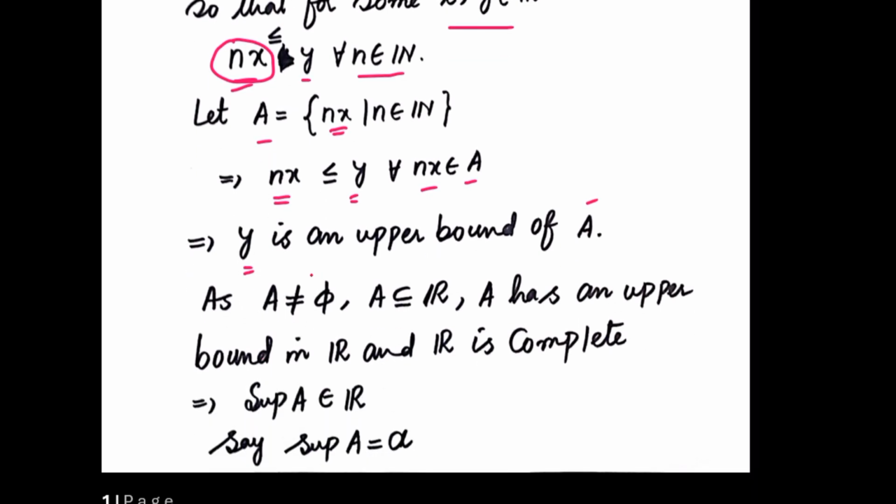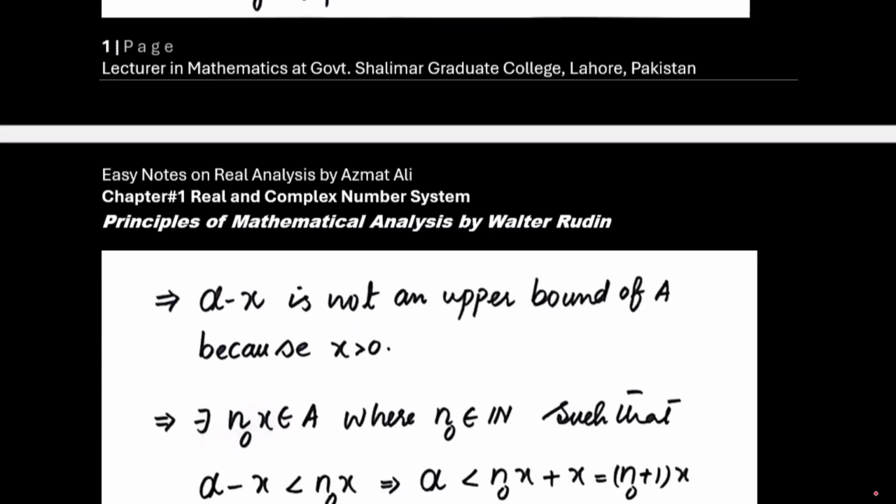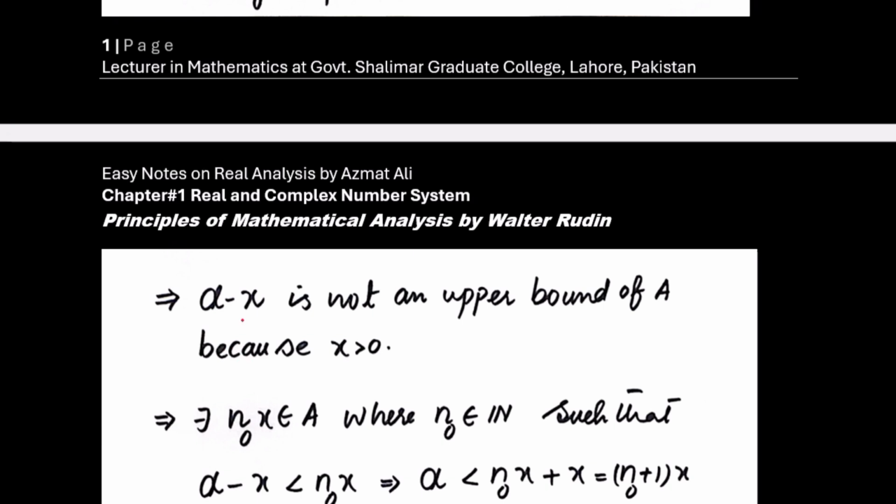As A is non-empty, A is a subset of the real numbers, and A has an upper bound in R, that is y here, and R is complete. So by the completeness property of R, the supremum of A must exist in R. Suppose the supremum of A is alpha. If alpha is the supremum of A, then alpha minus x is not an upper bound of A, because x is a positive real number.